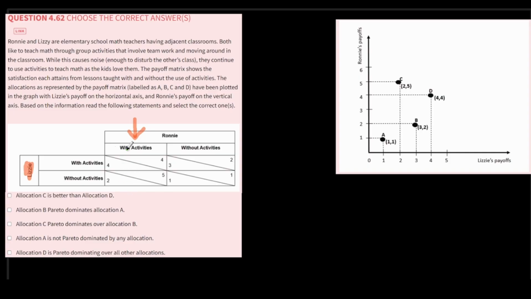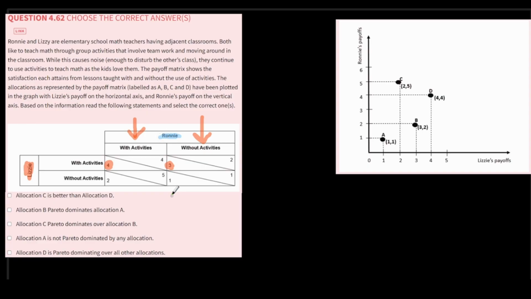So if Ronnie does with activities, Lizzie could either do with or without. With is the better payoff. So if Ronnie does activities, Lizzie does activities. If Ronnie goes without activities, though, Lizzie could get either a payoff of 3 or a payoff of 1. Again, 3 looks like the better payoff there to me. So we have Lizzie always going with activities. That is going to be Lizzie's best response always. Lizzie has a dominant strategy.